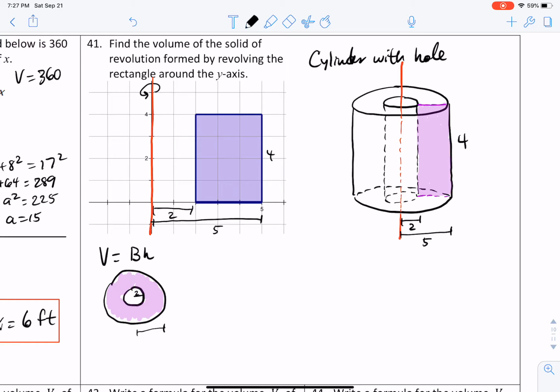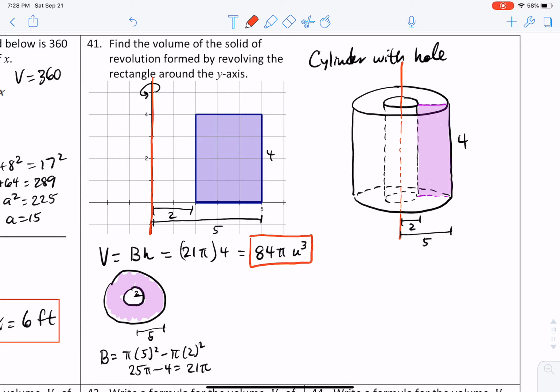So the area of the base should be the big circle, which is pi times 5 squared, minus the little circle, which is pi times 2 squared. We get 25 pi minus 4 pi gives us 21 pi. Pretty sure. All right, so we could take this and make it 21 pi and then multiply it times the height, and we said that our height is 4. So 21 times 4 gives us 84 pi, and then throw some units on there, units cubed.